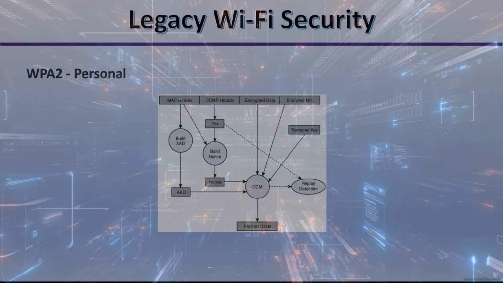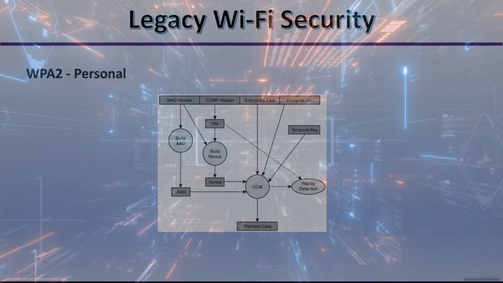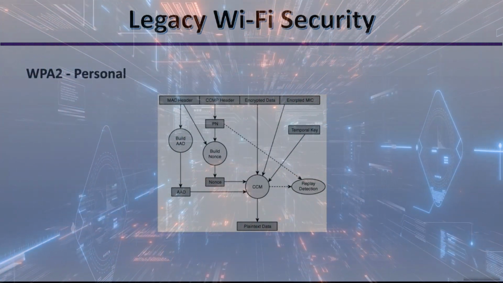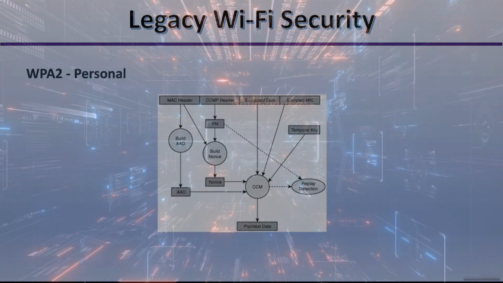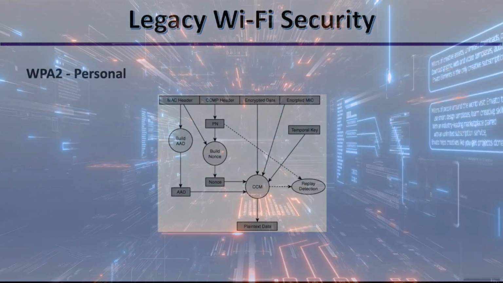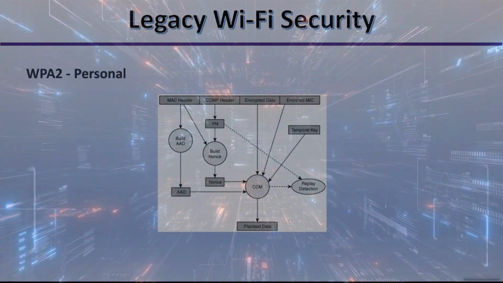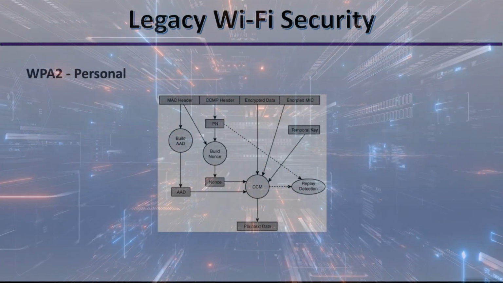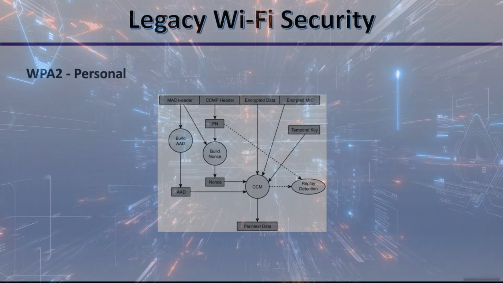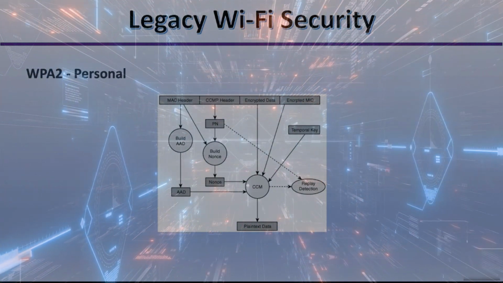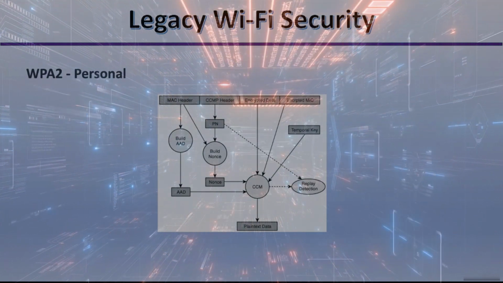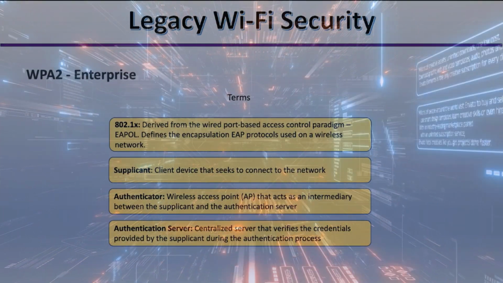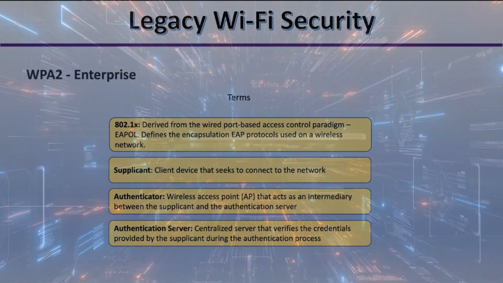Replay detection is another important aspect of this puzzle and ensures that duplicate or repeated packets are not accepted and processed by the receiving device. And by keeping track of packet numbers and detecting any replayed packets, this mechanism prevents attackers from retransmitting captured packets to deceive the network. Now let's move on to WPA2 Enterprise.